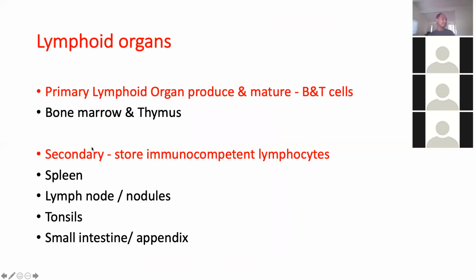Primary lymphoid organs and secondary lymphoid organs. Primary lymphoid organs: bone marrow and thymus. Secondary lymphoid organs: spleen, lymph node, tonsil, small intestine, appendix.